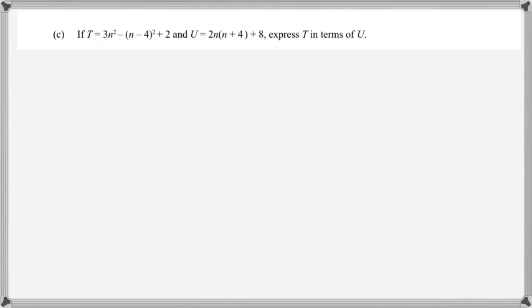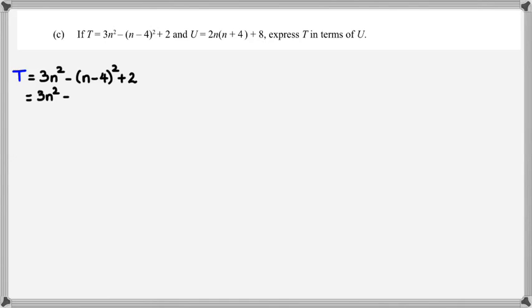All right. So with this kind of question, which I did see, I think, a couple of years ago, I saw a similar question like this. Anyway, if you're unsure of what to do, just expand and simplify t and u. At least try and get t by itself and u by itself and see what we can actually work with. So I'm going to simplify t first. I know that t is 3n squared minus (n minus 4) squared plus 2.